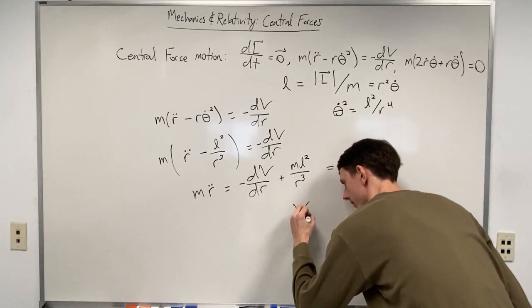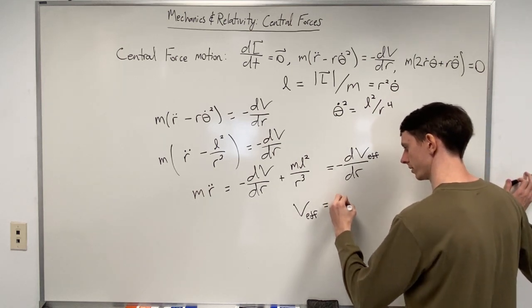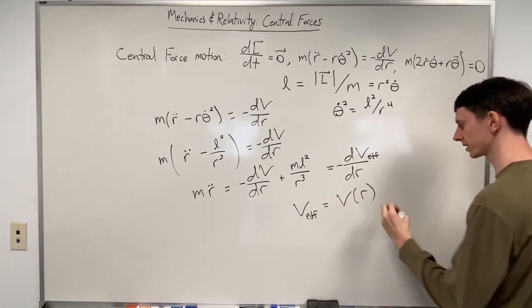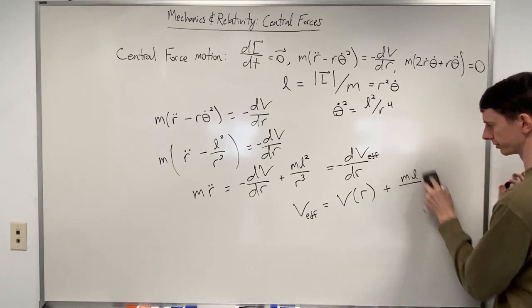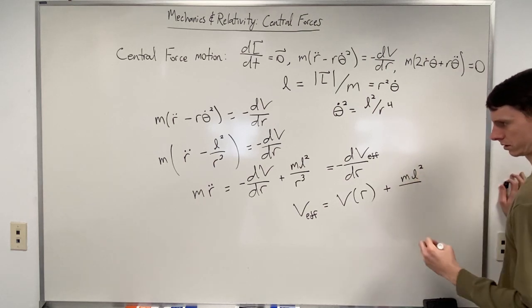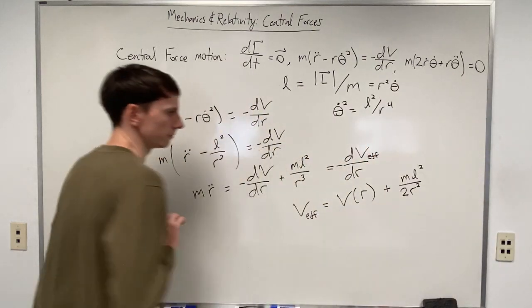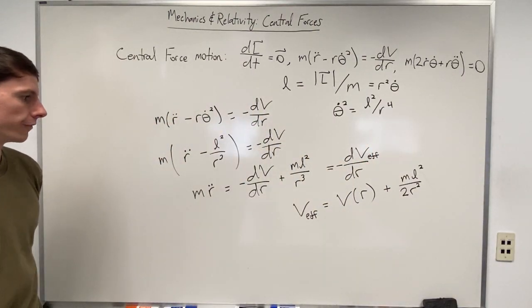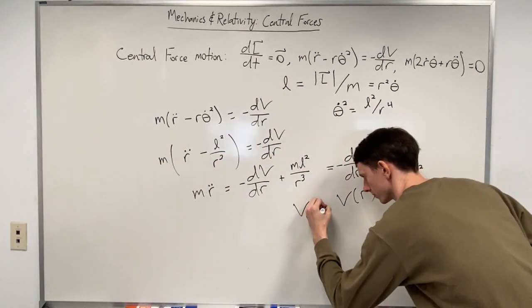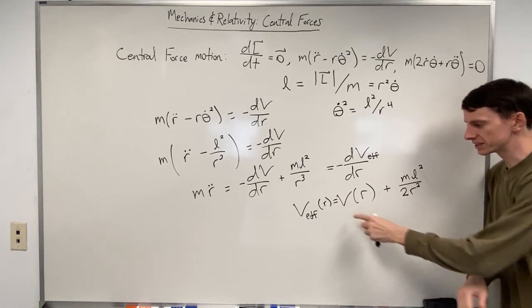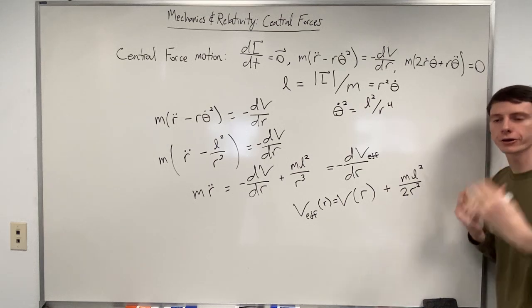The effective potential is defined as the original potential, V of r, by itself, plus ml squared over 2r squared. Okay. So the idea here is that if you define a new quantity, an effective potential, as a function of r, it's related to the original potential plus this additional term, which we can think of as sort of an energy barrier.